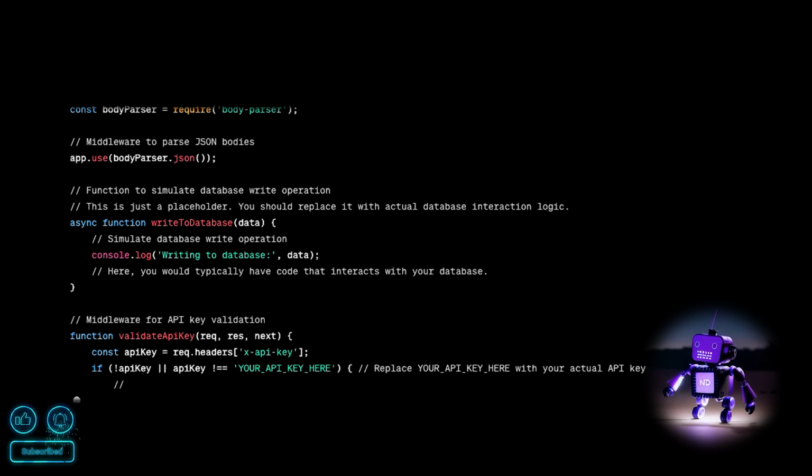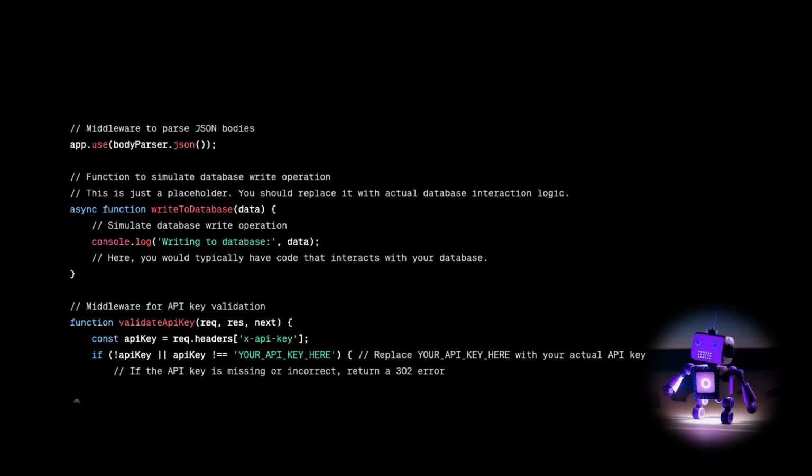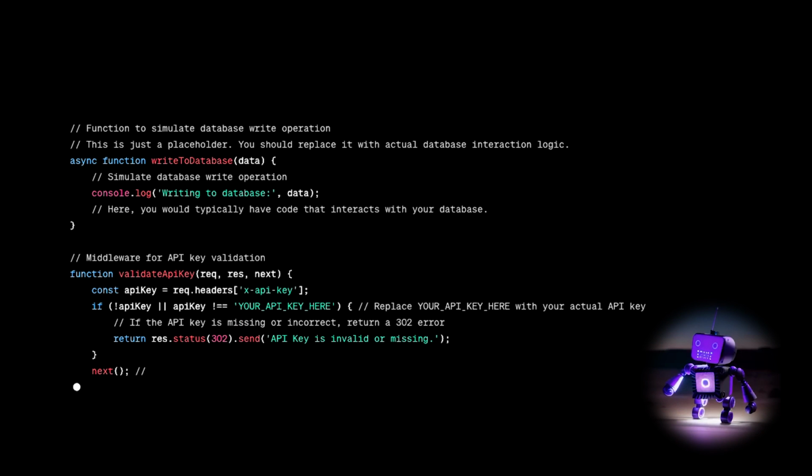Security is paramount, and we address this by creating middleware to validate an X-API-key header. This function checks if the incoming request contains a specific header with the correct key. If not, it sends back a 302 error, effectively blocking unauthorized access. This middleware showcases how to protect endpoints from unauthorized use, a critical aspect of building secure applications.